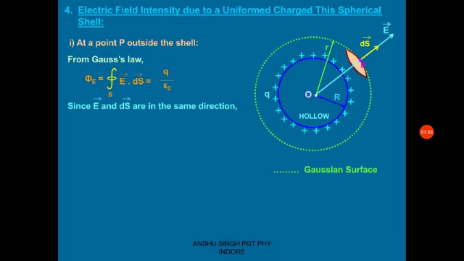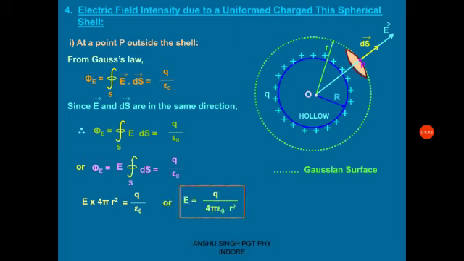So expression क्या हो जाएगा? The expression is E ds is equal to cos 0, E into 4 pi R square is equal to q upon epsilon 0. ऐसा expression आपने पहले भी देखा है? कहाँ देखा है? This is the expression for the electric field intensity at a distance r for a point charge. That means this shell behaves like a point charge.